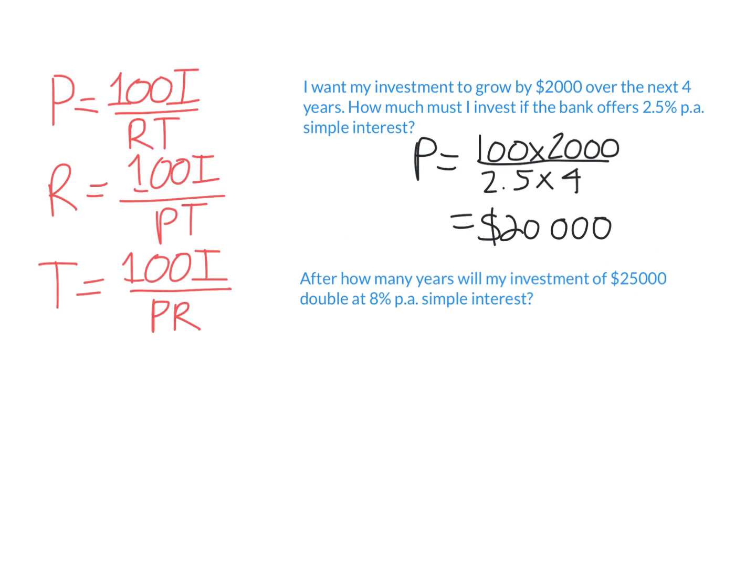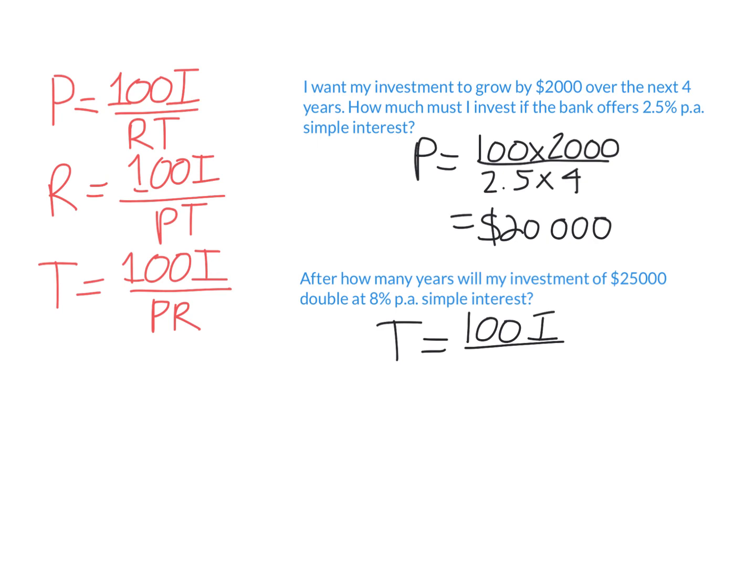So let's look at this one here. After how many years will my investment of $25,000 double at 8% simple interest? So how many years is asking for the time? So we're going to use T equals 100I over PR. So it's 100I over PR.